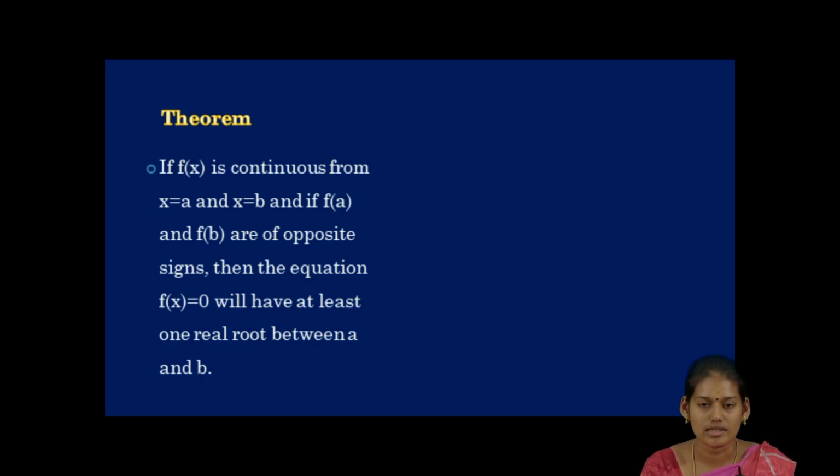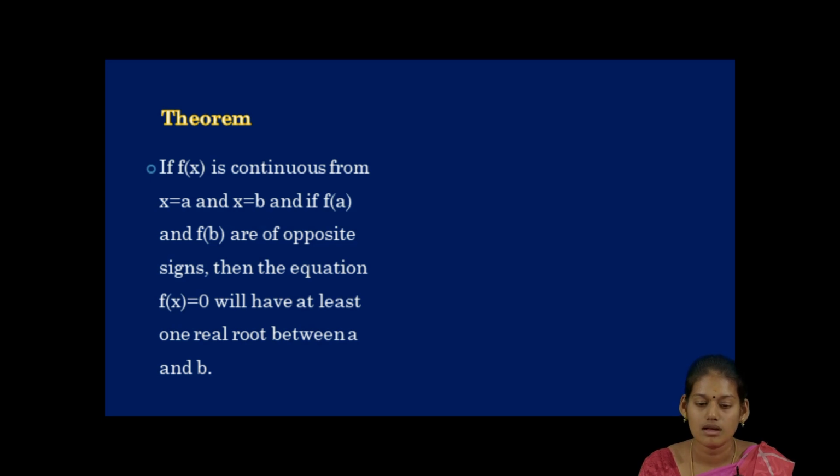Consider the continuous function f on the interval a comma b, denoted on the x axis. Let the function values f of a and f of b be of opposite signs. Then the equation f of x equal to 0 will have at least one real root between the points a and b.